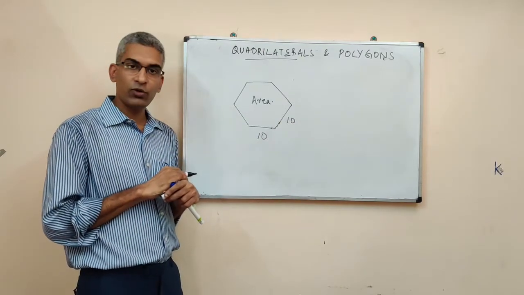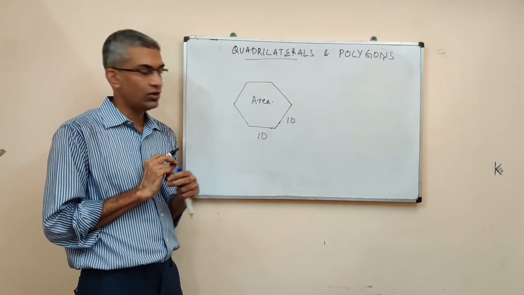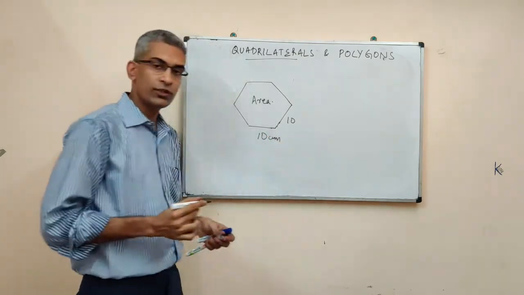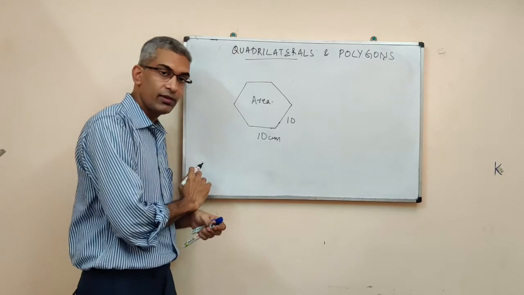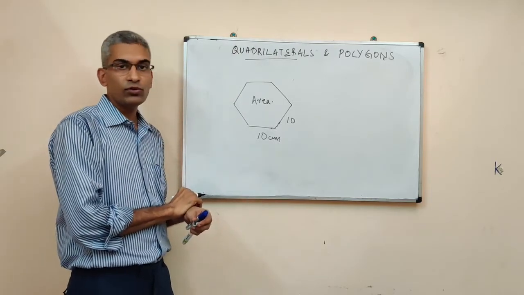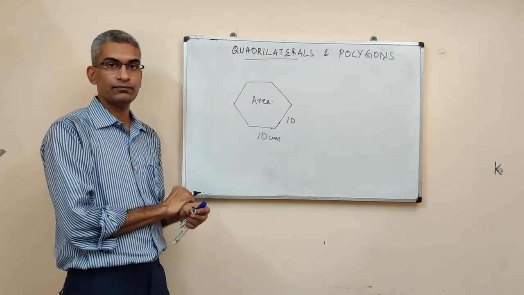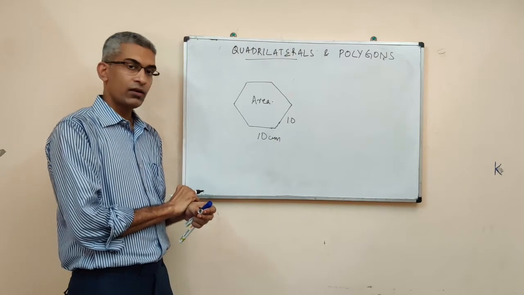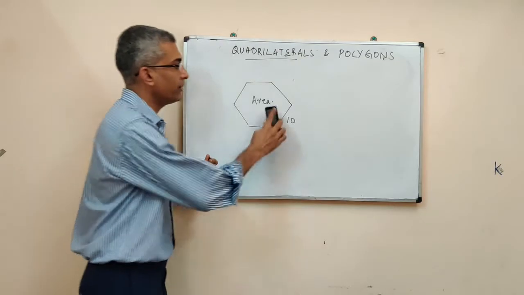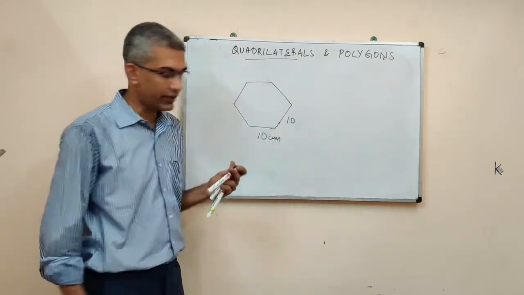Finding out the perimeter is straightforward, very easy, because we have 6 sides. Each side will be length 10 centimeters. So 6 into 10, we have perimeter as 60. What about area? Let us look at this. We have a regular hexagon here. Regular means all sides are equal. Each side is 10. It is very symmetric.